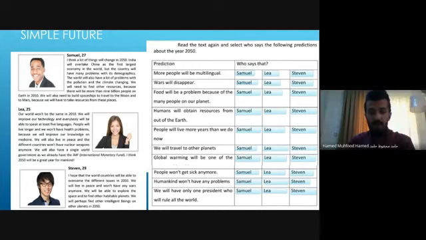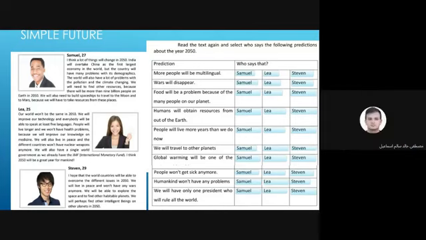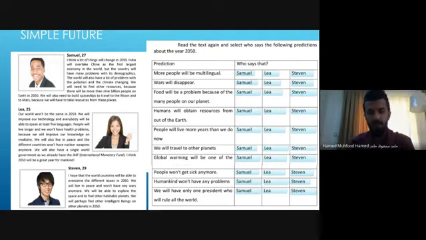Yes, exactly. She says that we will live longer due to the advanced technology that she thinks will help us to improve our medical knowledge. Okay. The other one, we will travel to other planets. Who says so, Mustafa? Steven. Yes, that's right. Stephen says that we will travel to other planets.